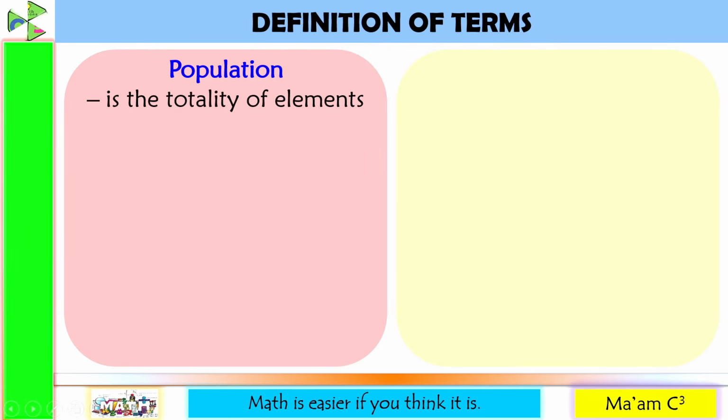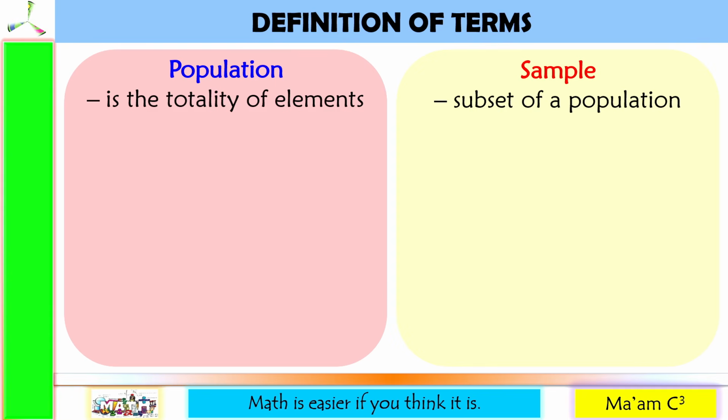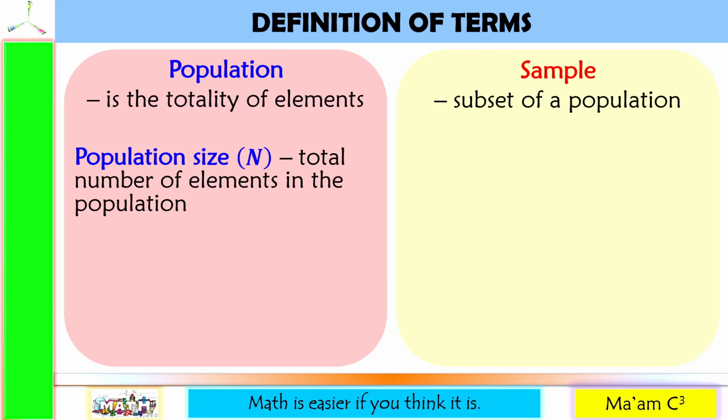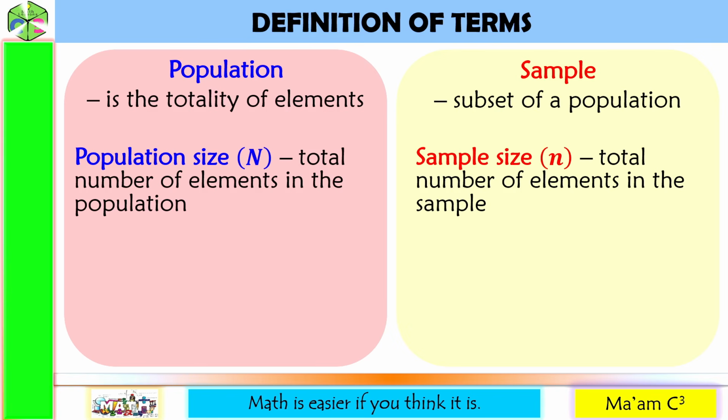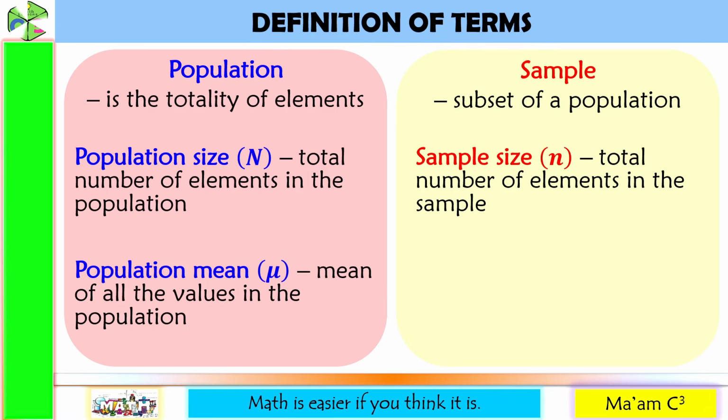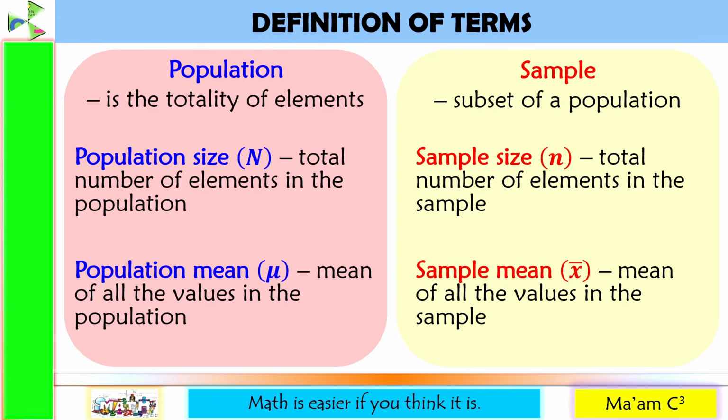Let us define some terms. First one, population. It is the totality of elements under investigation, while sample is the subset of a population. Population size, denoted by capital N, is the total number of elements in the population, while sample size, denoted by small letter n, is the total number of elements in the sample. Population mean, denoted by mu, is the mean of all values in the population, while sample mean, denoted by X bar, is the mean of all the values in the sample.